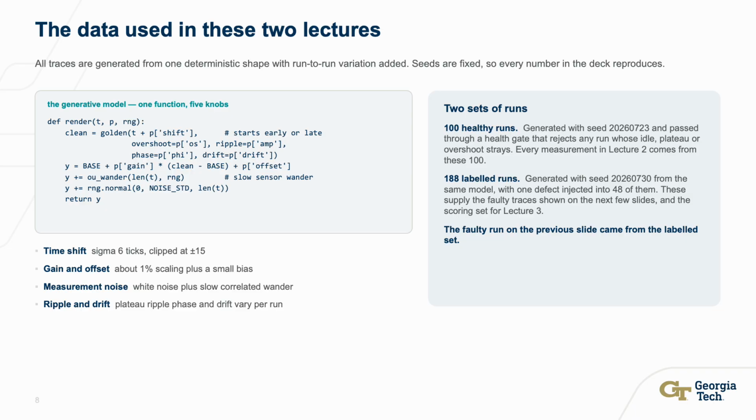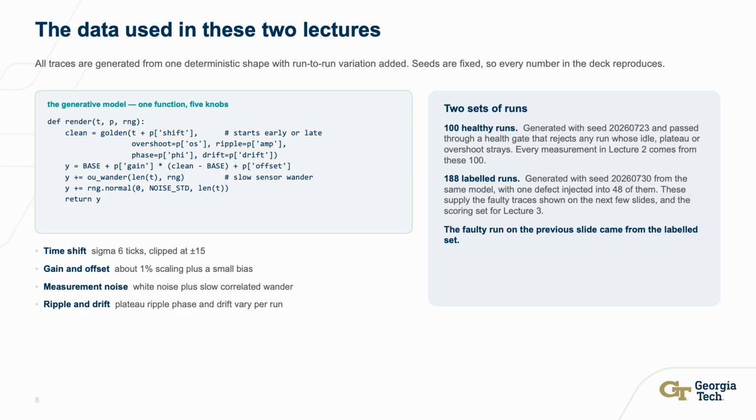A short slide on where the data comes from, because you should know what you are looking at. Everything in these two lectures is generated rather than logged from a real tool. The generator is on the left. This is one deterministic function that produces the golden trace, and 5 knobs that get a fresh random value for each run: a time shift, a gain and offset, measurement noise, and jitter on the ripple and drift. Fix the seed so every number on this slide regenerates exactly, and the lab notebook produces all of them.